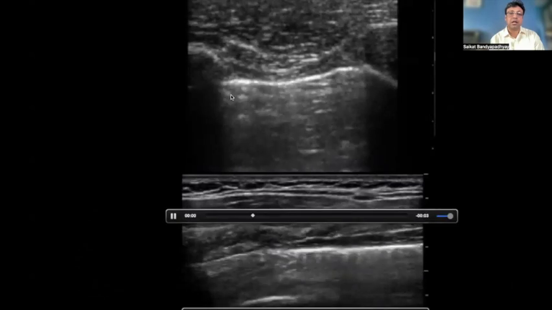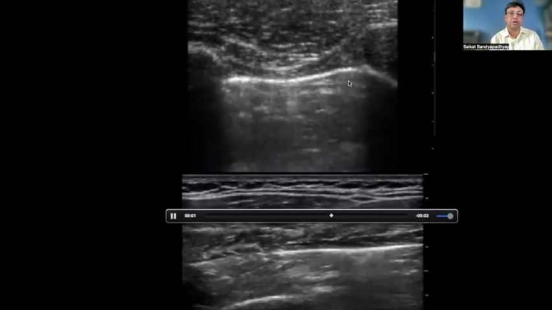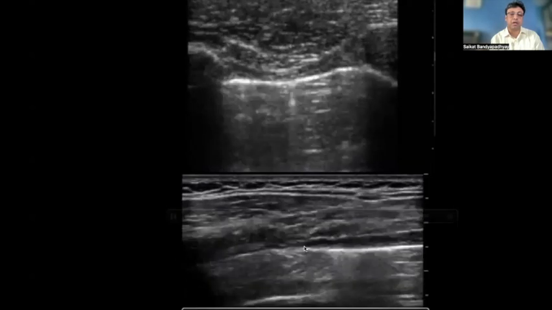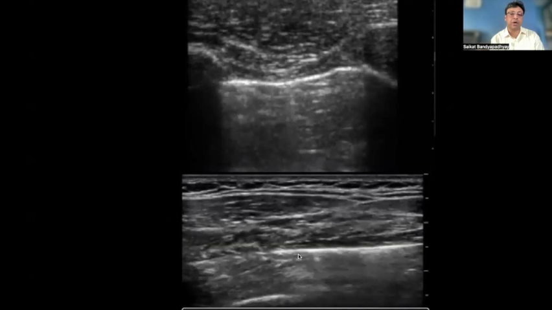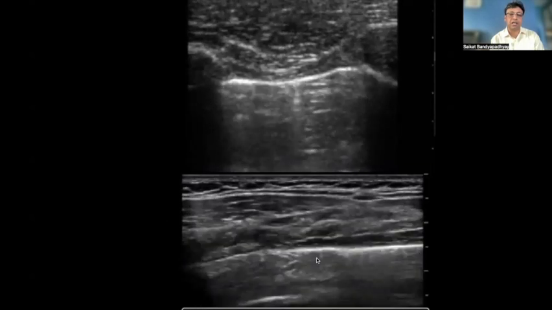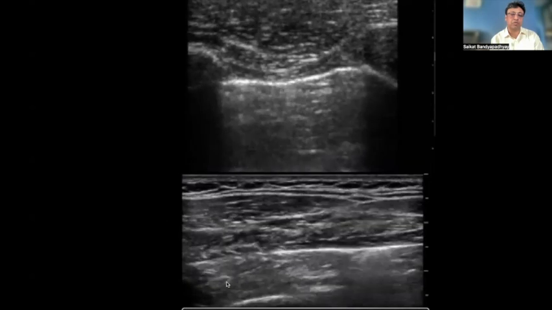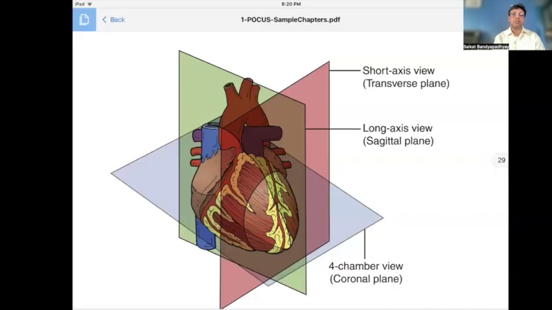You can see the lung sliding, the pleura sliding over each other, the visceral and parietal pleura, very nicely over here. In this particular image, at one point the lung sliding stops and the pleura is static over here. This is the lung point. You can see this is pneumothorax on this side. If you put an M mode over here, you'll see the seashore sign, and M mode over here, you'll see the barcode sign. So this is anterior pneumothorax. Now let's come to the next part of the talk, which is focused ultrasound, focused cardiac ultrasound.